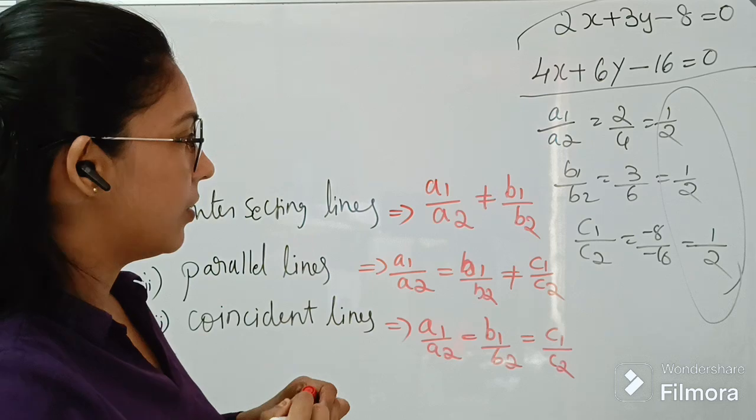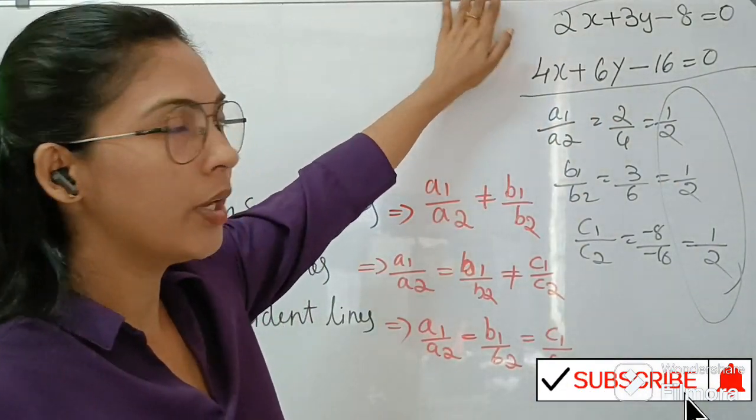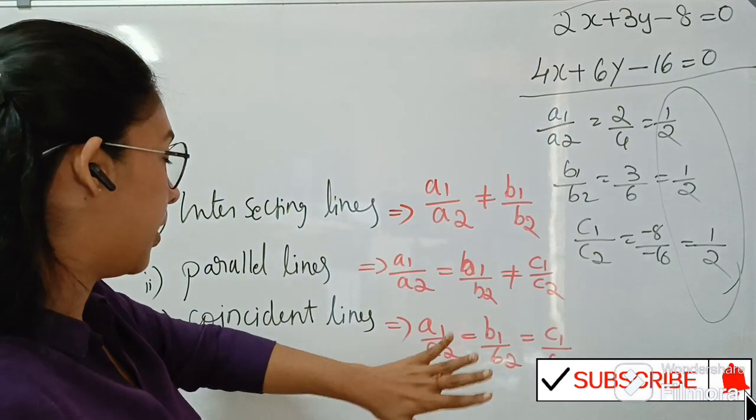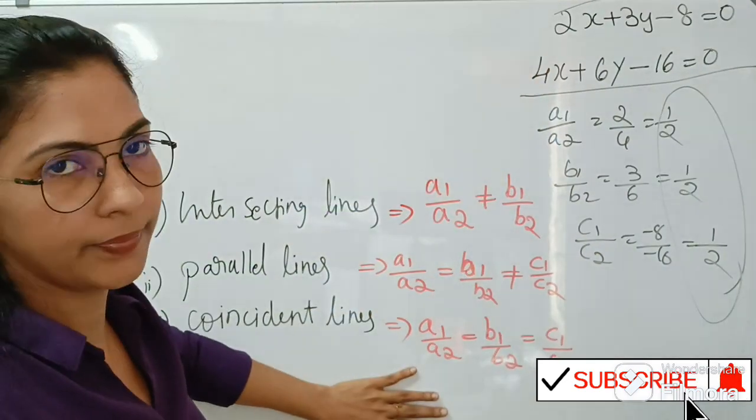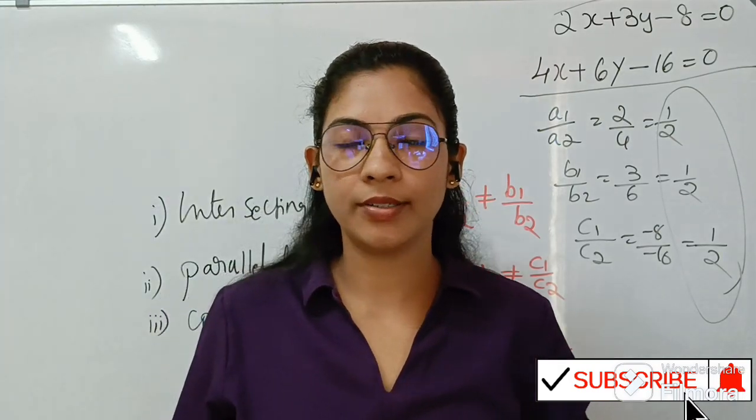So 4x plus 6y minus 16 is equal to 0. If we take these two equations, then the two lines will be coincident. So those are the solutions of these questions.